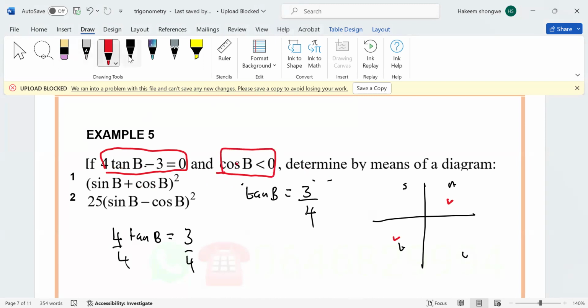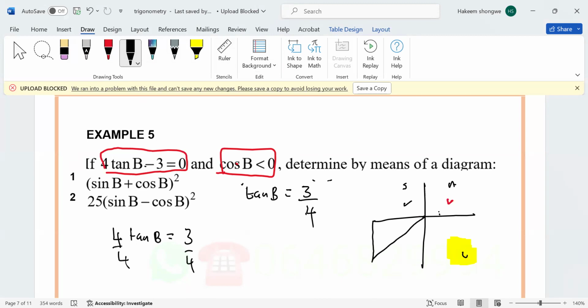Where is cos going to be negative? We know cos is positive here, and it's also positive here again. It means everywhere else cos is going to be negative. So where is cos going to be negative? It's going to be negative on the second and the third quadrant. Now, the third quadrant is where we are going to draw our terminal arm.